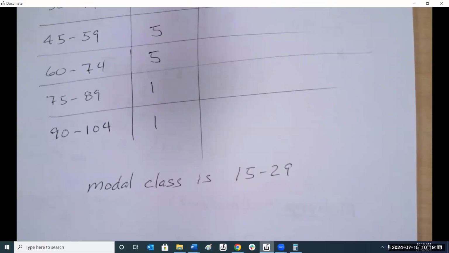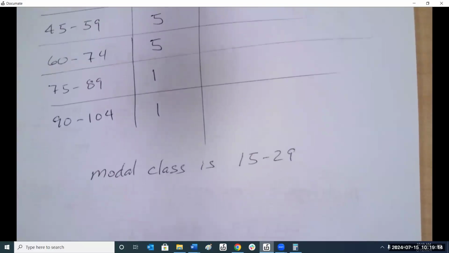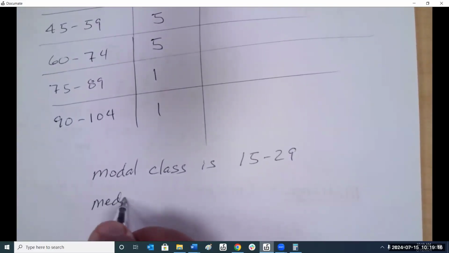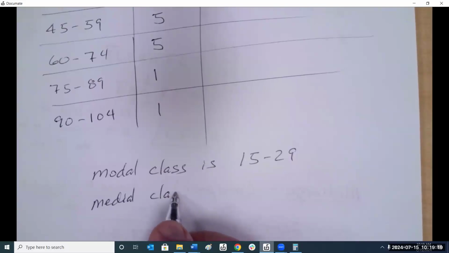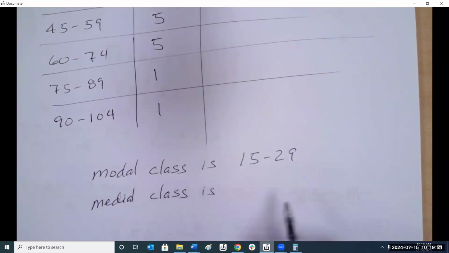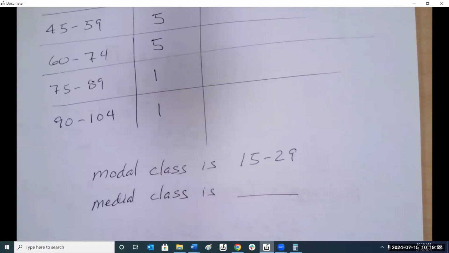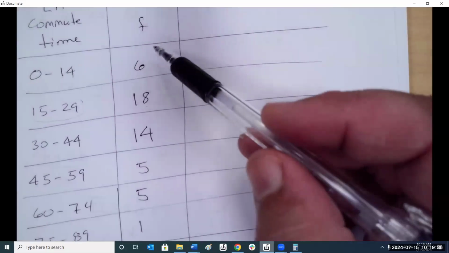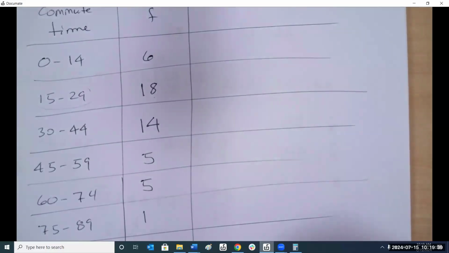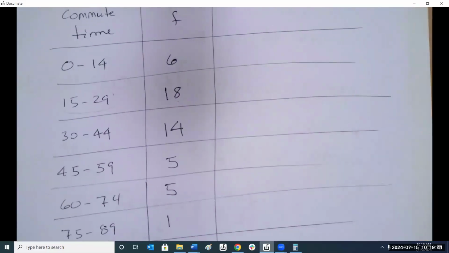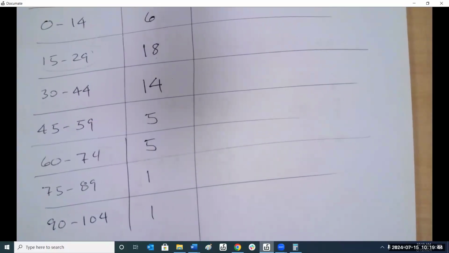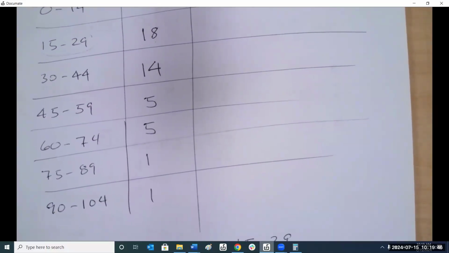We do the same thing with the median, but now we find the medial class. How do you find the median? First step? Nope, not for the median. We'll put them in increasing order, and we just did that. Since we have a frequency chart here, we put them in increasing order. So check that.